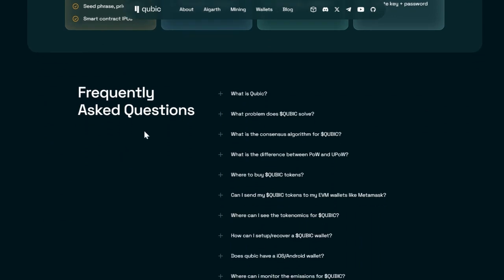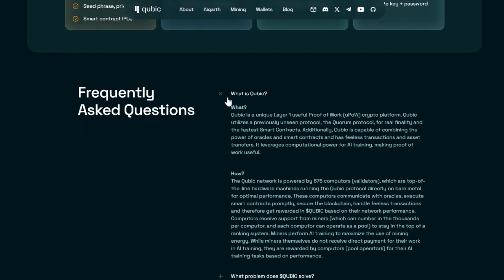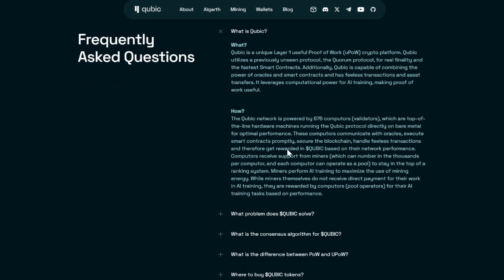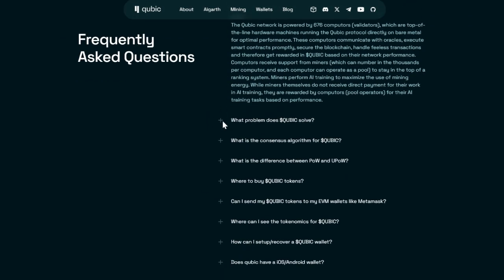Then in the frequently asked questions section, we just see things like, what is Qubic? And Qubic is a unique layer 1 useful proof of work crypto platform. Qubic utilizes a previously unseen protocol, the Quorum protocol, for real finality and the fastest smart contracts. Additionally, Qubic is capable of combining the power of oracles and smart contracts and has feeless transactions and asset transfers. It leverages computational power for AI training, making proof of work useful. And I won't go into the details of what it says there.